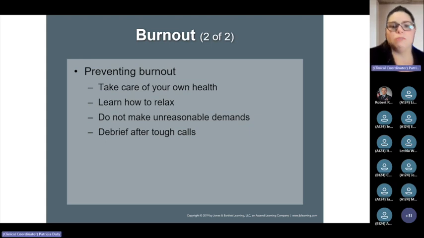Now, how do we prevent burnout? Remember I said, let's take care of our own health. Stop going through drive-thrus and then slinging, you know, French fries through the window. That's one. Go work out a little bit. Go take a stroll. You don't have to work out. Go take a stroll outside under the sun. It's nice. Okay. Soak up some vitamin D. Okay. Learn how to relax.